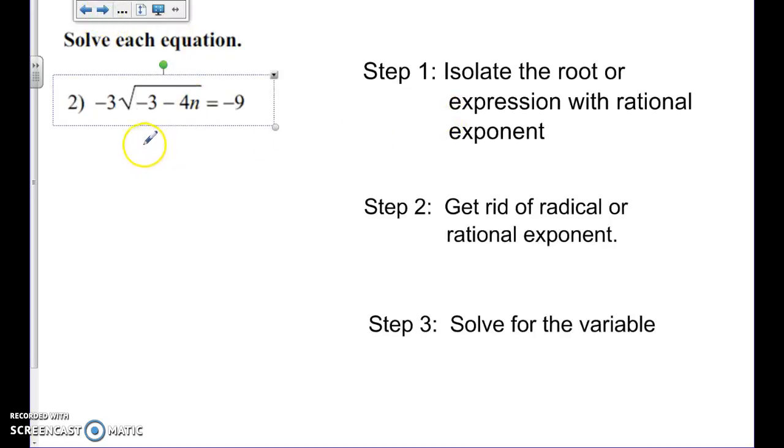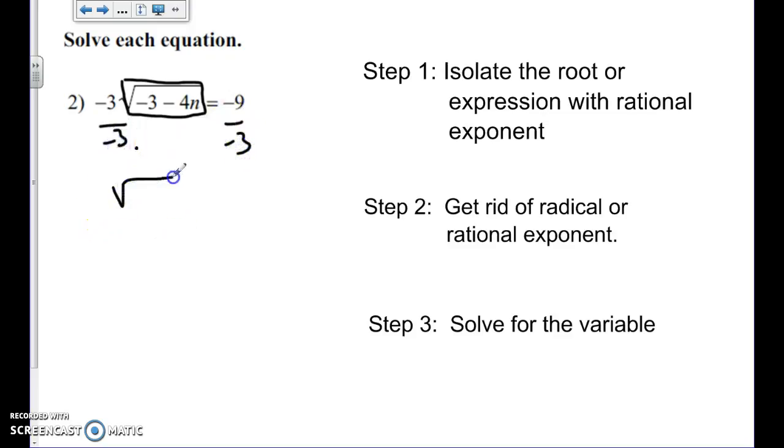In this case, we want to isolate the root or rational exponent. So I want to get this by itself. This is being multiplied, so in order to get rid of multiplication, we're going to divide. So I'm going to divide both sides by -3. That leaves me with the square root of -3 minus 4n equals +3.